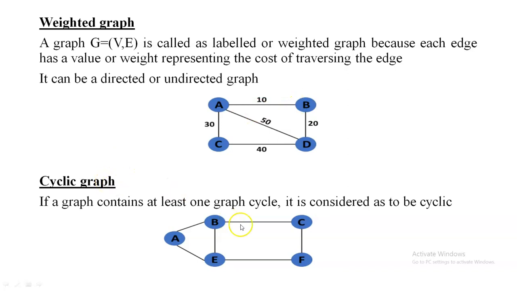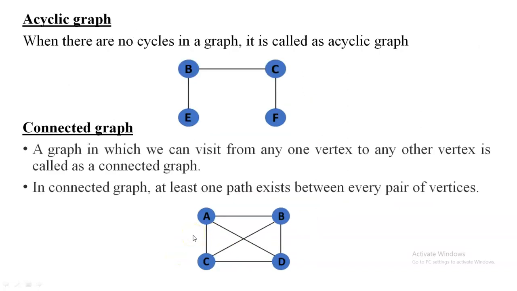Cyclic graph. Cyclic graph in the sense wherever you start, you will be ending up at the same place. So that type of graph will be called as a cyclic graph. Acyclic graph, you cannot travel through the whole graph, and if you start somewhere, you cannot end up at the same place. So that type of graph will be called as the acyclic graph.